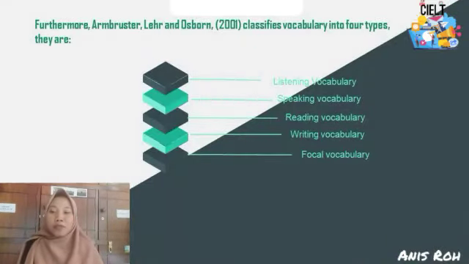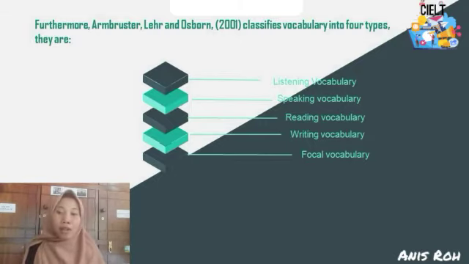Furthermore, Nation, Lessard-Clouston, and Anderson 2001 classify vocabulary into four types: listening vocabularies, speaking vocabularies, reading vocabularies, and writing vocabularies. So this is how vocabularies are classified: listening, speaking, reading, and writing.